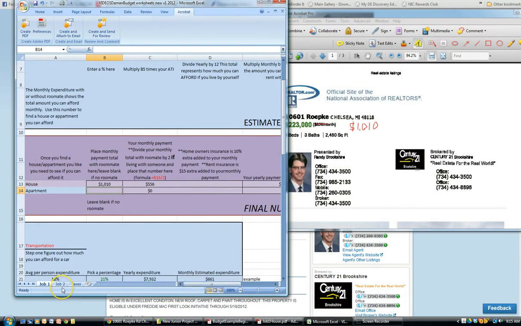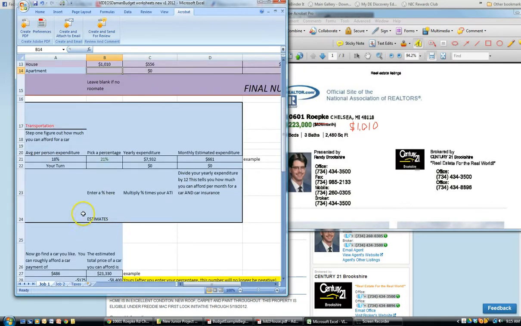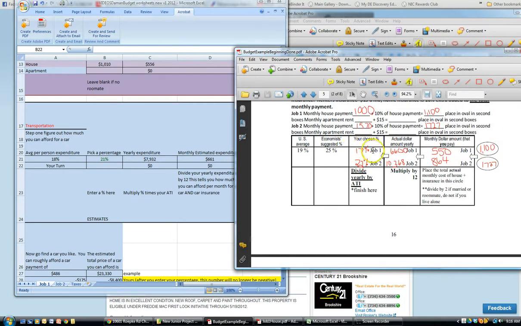If we look at job 2, I'm going to stick with job 1. Now we're going to go down to transportation. For transportation, you want to make sure you just put in the percentage here, so it would have been 18%, 6,600, 550. Now it's just making sure you are filling in these blanks.